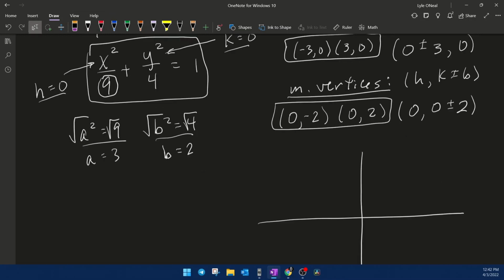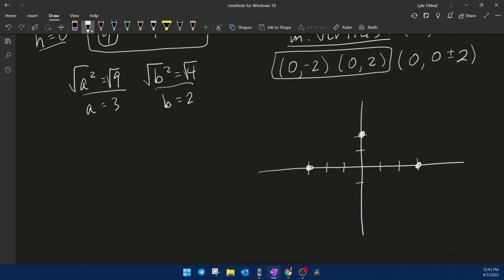And at this point, I do have enough information to sketch the graph. Once you have the major and minor vertices, you can get a good picture of the graph. So the major vertices at negative 3 and 3, and the minor vertices at 2 and negative 2. And then we just need to connect the dots and make it look something like an ellipse.